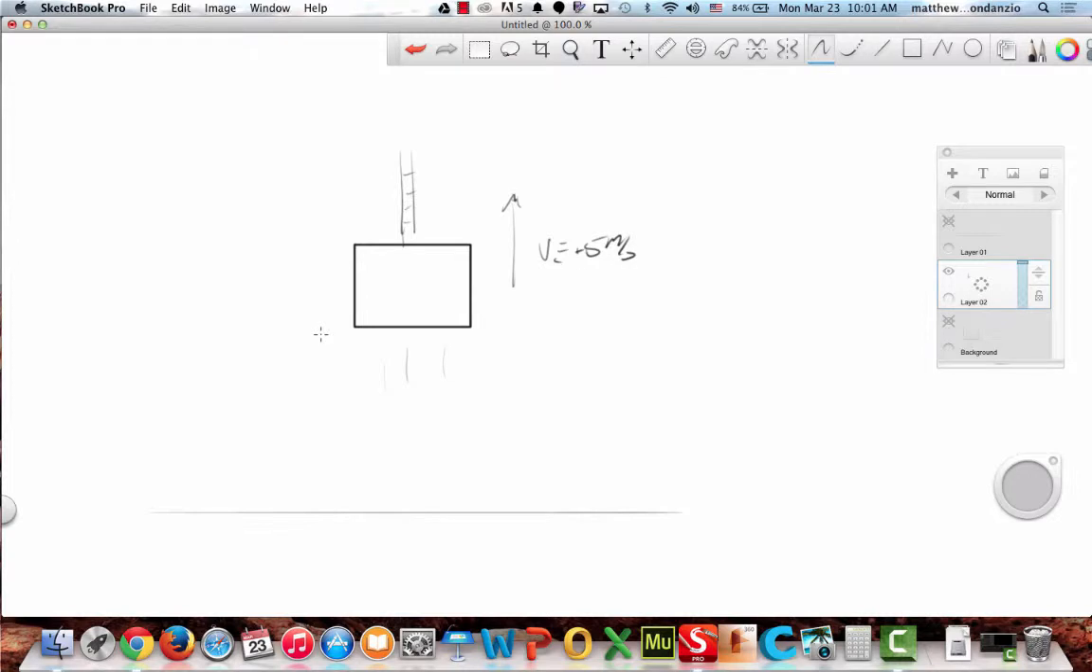What does it mean? If my velocity is constant, what does it mean about the forces on this crate? They equal 0. So what two forces do I have on the crate? Gravity and tension from the rope. And even though I've got a constant velocity of 5 meters a second, what's my acceleration of the crate?